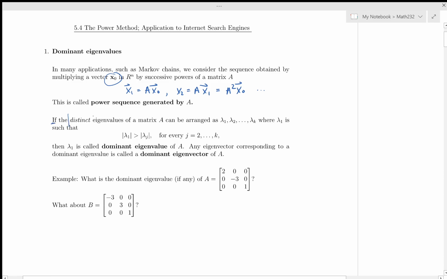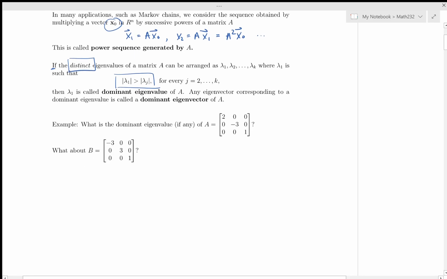Okay, so here's a statement. If the distinct eigenvalues of a matrix can be arranged so that there is one of them that is bigger than all the others in absolute value, note the absolute value signs, then that one that is the biggest of all of them in absolute value is called the dominant eigenvalue. Any eigenvector that corresponds to the dominant eigenvalue is called a dominant eigenvector.